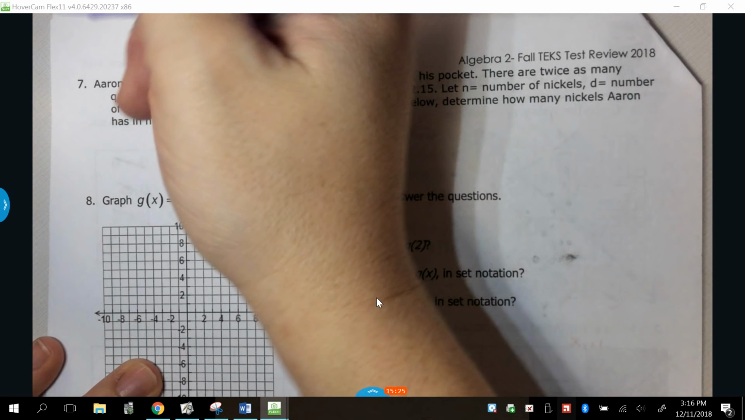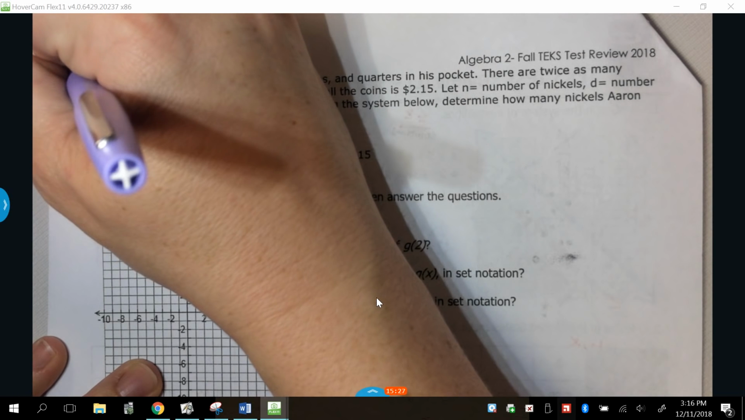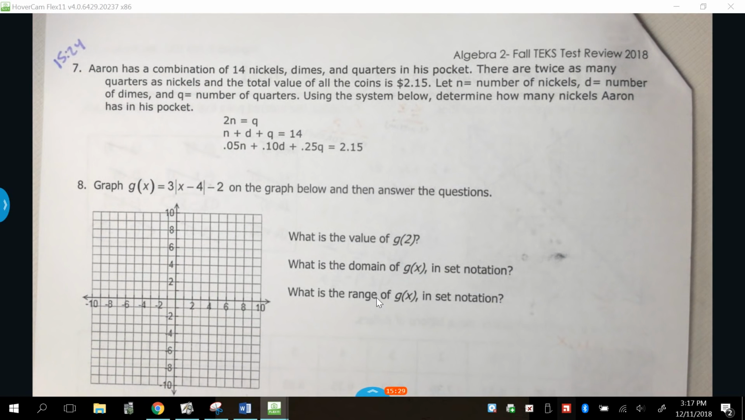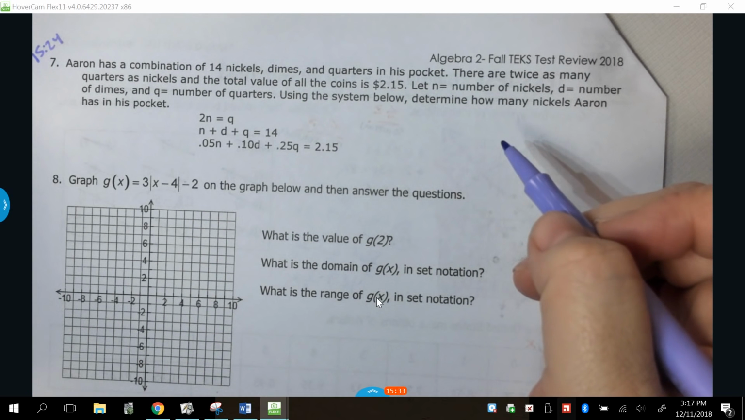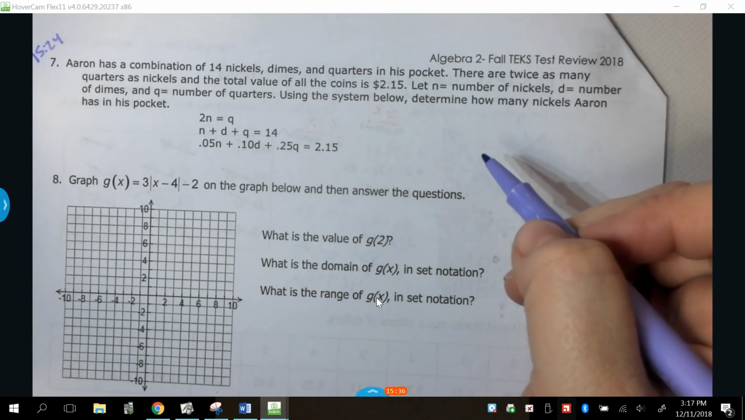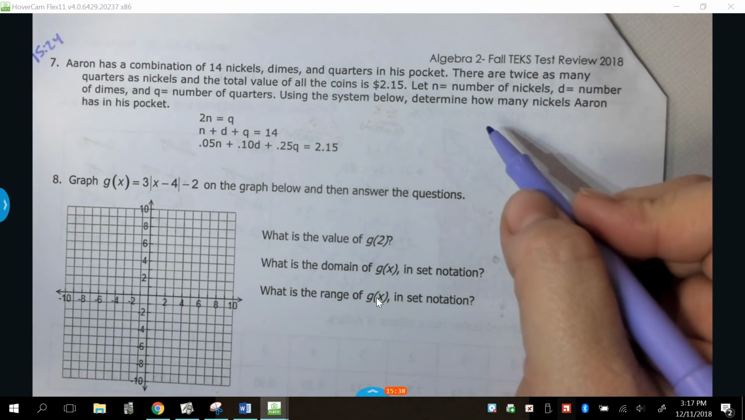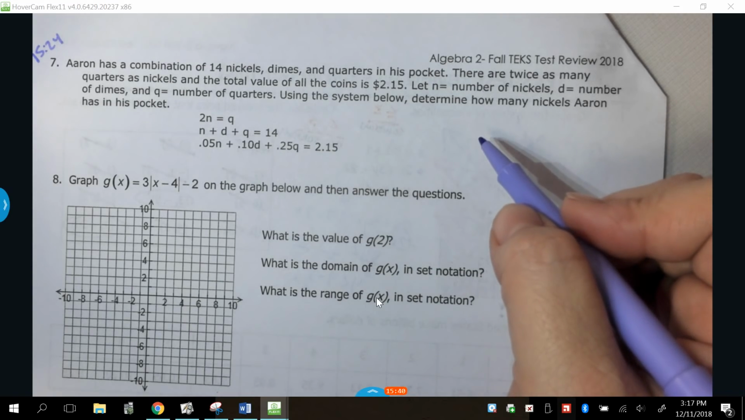So number 7 at 1524. Okay, Aaron has a combination of 14 nickels, dimes, and quarters in his pocket. There are twice as many quarters as nickels, and the total value of all coins is 215. Let N be the number of nickels, D for dimes, Q for quarters. Use the system below. Determine how many nickels.